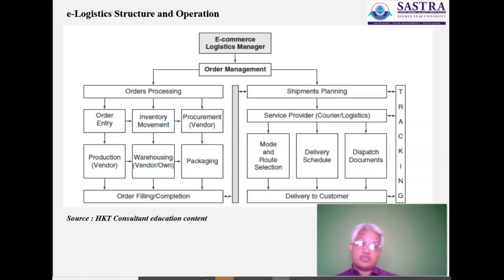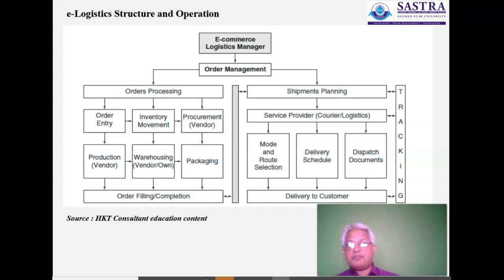Warehouse again, movement depends on the warehouse. If it is owned by the company, it is inside the company premises, or it is at the outskirts of the city, far away from the factory, but it is still owned by the company, or it is owned by an independent entity. If the company is placing an order for production through a vendor, then the vendor will produce the goods and send it to this independent warehouse or the company's warehouse. And finally, it leads to packaging.